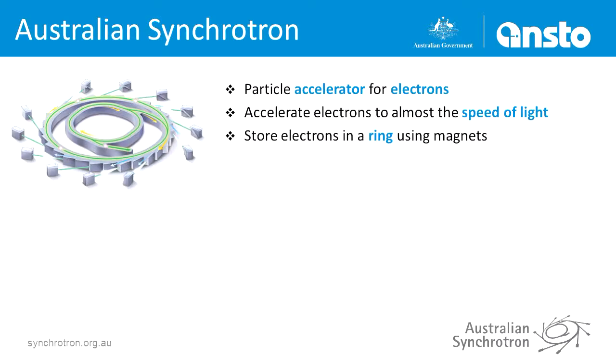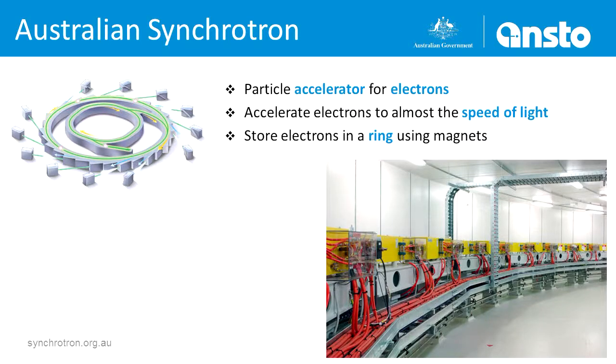If you were to take off the roof of the picture, that's pretty much what it looks like underneath. We have a particle accelerator, somewhat similar to the LHC, which you might have heard of, but we have only one, not two. We accelerate electrons almost to the speed of light. The green trajectories are where we accelerate our electrons, and then we store them in a ring using magnets. That is what it looks like. Those yellow boxes are the magnets, and they keep the electrons in the ring.